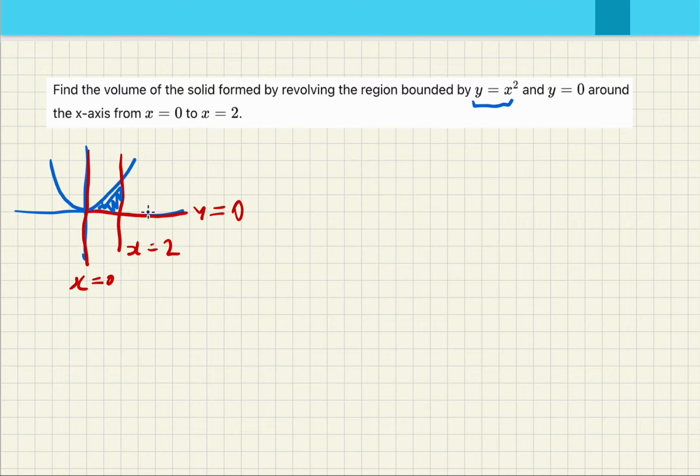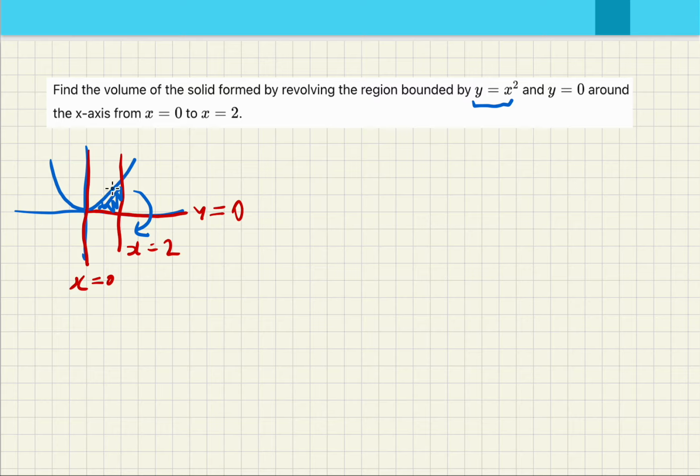When you revolve this area around the x-axis, you get a conical 3D object. And so it's important to visualize revolving this region, revolve this area this way. So we're revolving it around the x-axis. So when we revolve this, you get somewhat of a conical figure. And this is 3D. Okay. And so once you visualize this, it makes the process easier.